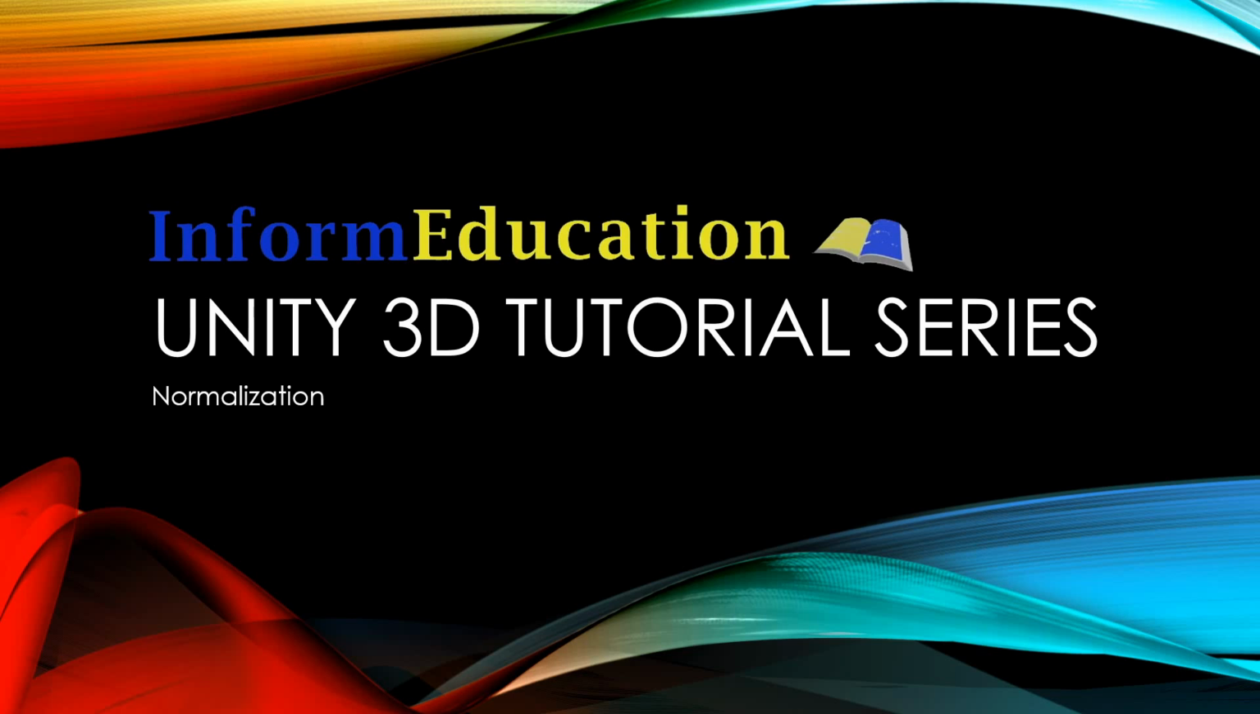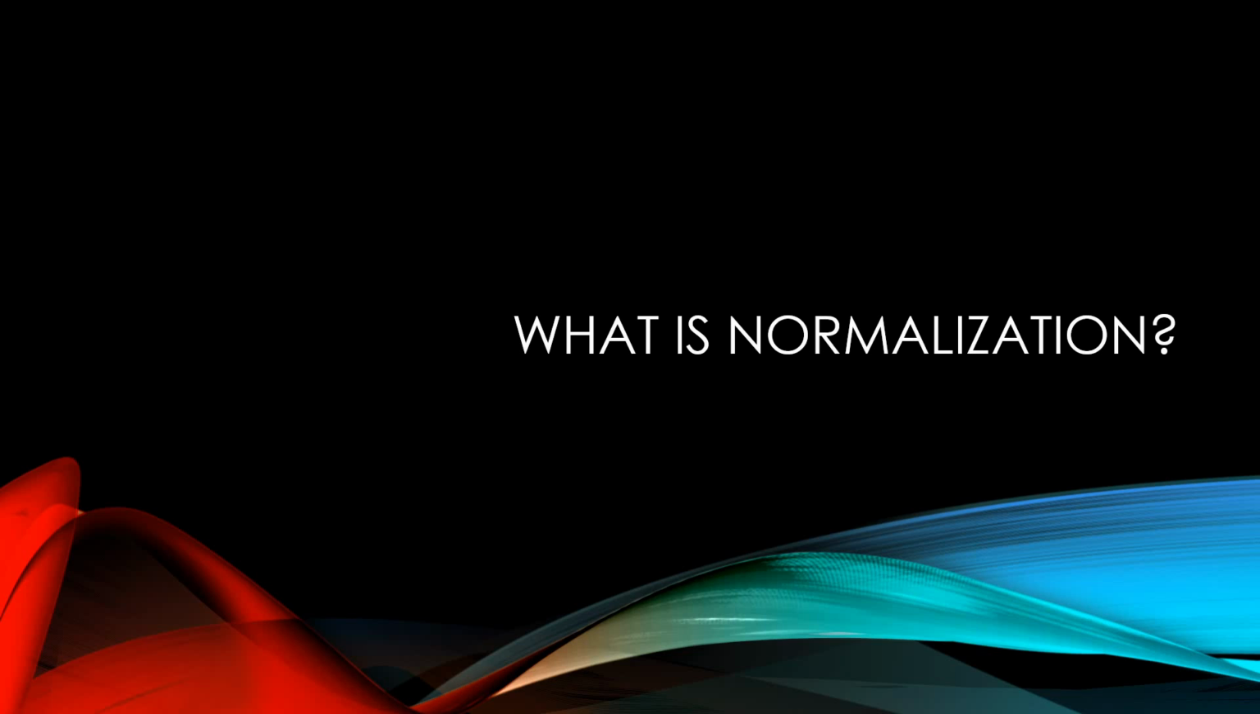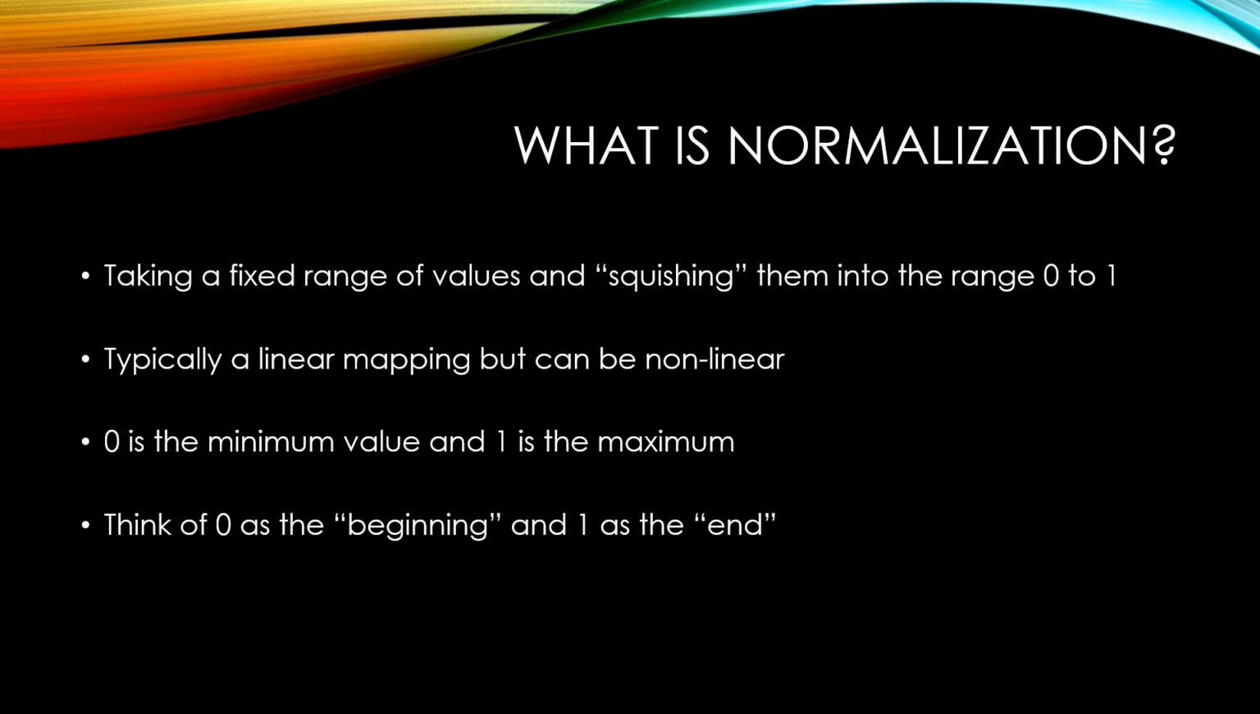Okay, so let's start by explaining what normalization actually is. In my mind, normalization is when you are taking a fixed range of values and basically squishing them down into the range of 0 to 1. These values can be integers or floats or any numbers of that nature, but they're in a specific range. There's a minimum and there's a maximum, and you're taking that range and compressing it down to a range of 0 to 1 in floating point number space.